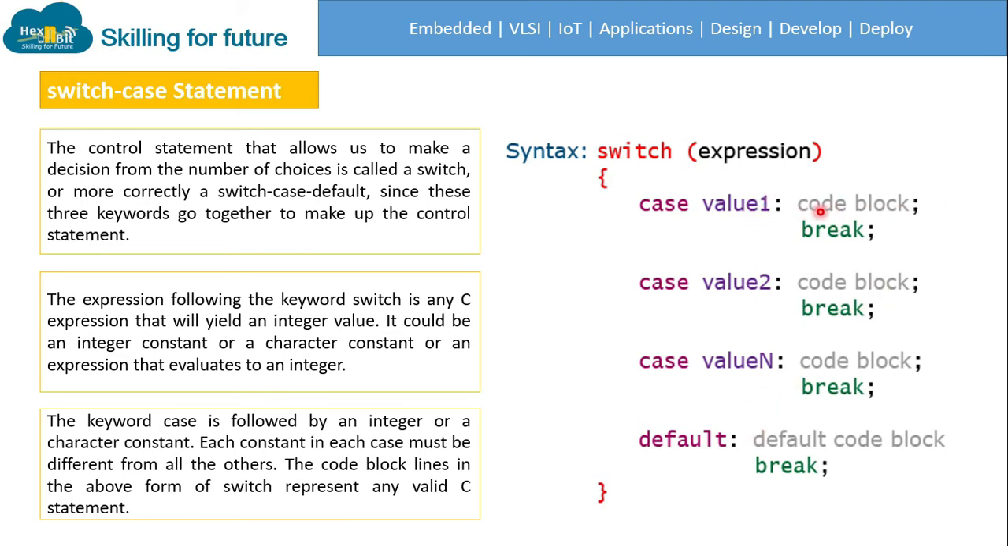Code block: the code block lines in the above form of switch represent any valid C statement. That means with respect to a particular case, let's say value 1, whatever code we want to execute, we can write here. Once we are done with a particular case, we need to break. This break is used to terminate the switch statement.